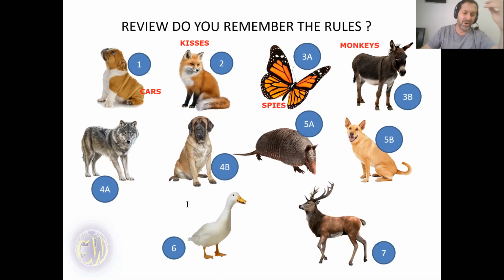For wolf, wolves, it says that if the word ends in F or FE, what you have to do is change the F or FE to V and add ES. Let me think about a word. What about shelf? Okay. Repisa, estante, anaquel, shelf, shelves. Very good. This beautiful animal, mastiff.